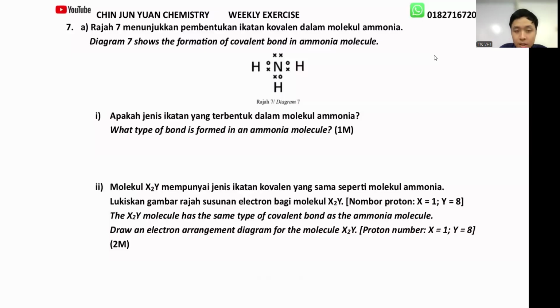This question says diagram 7 shows a formation of covalent bond in ammonia molecule. Ammonia is NH3, right? So what happens is ammonia molecule is a covalent compound. Okay, so you got nitrogen and H. Both are non-metals. Because the electron arrangement for nitrogen is 2.5, means you have 5 valence electrons.